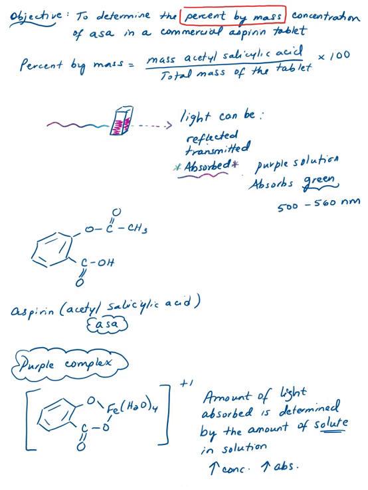The objective of this experiment is to determine how much aspirin there is in an aspirin tablet. The weight of the tablet is not entirely because of the amount of aspirin. There are other substances that are not the active ingredient in the tablet. So the amount of aspirin in the tablet is going to be calculated using the percent by mass.